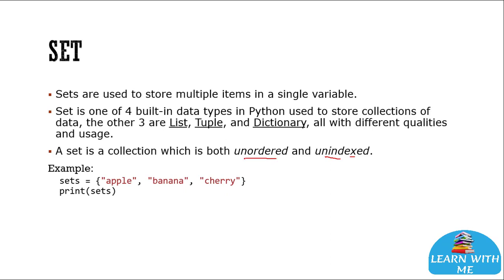So let's go through this example. We have a variable called sets, which holds some fruits: apple, banana and cherry. When we print, we get these things as the output. If you want to find out which class the variable holds, you can use the type method, and you get an output called class set.